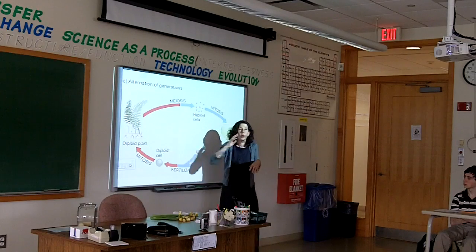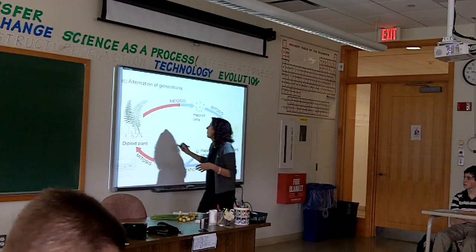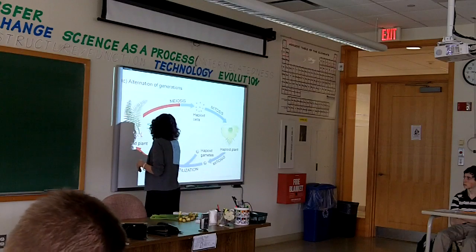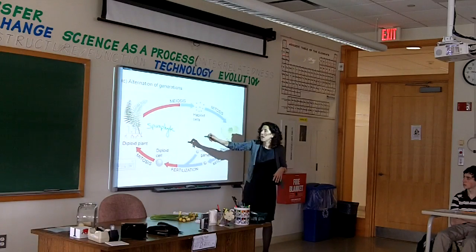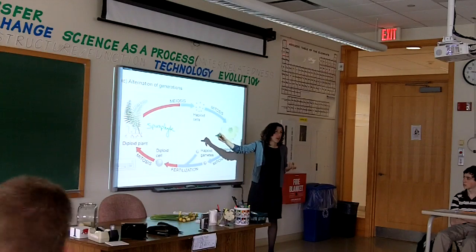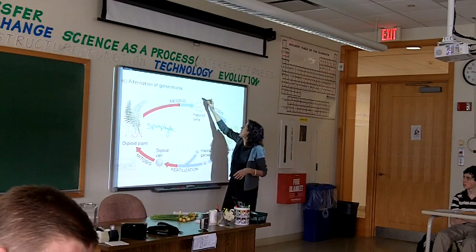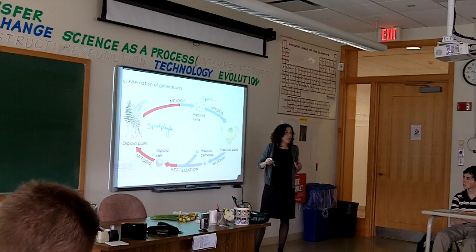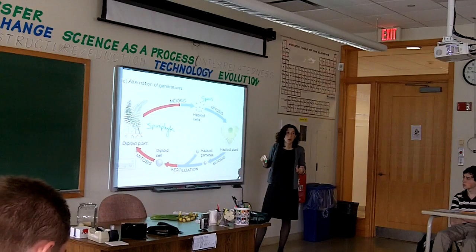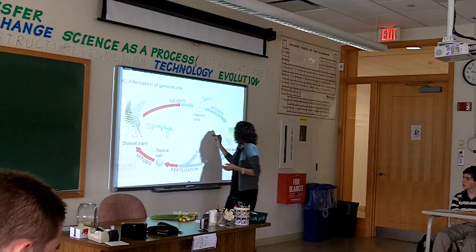In plants, you have a diploid plant that is called a sporophyte. The sporophyte has reproductive cells that undergo meiosis to produce haploid spores. The haploid spores grow by mitosis, so they get bigger, to produce a haploid plant called a gametophyte.